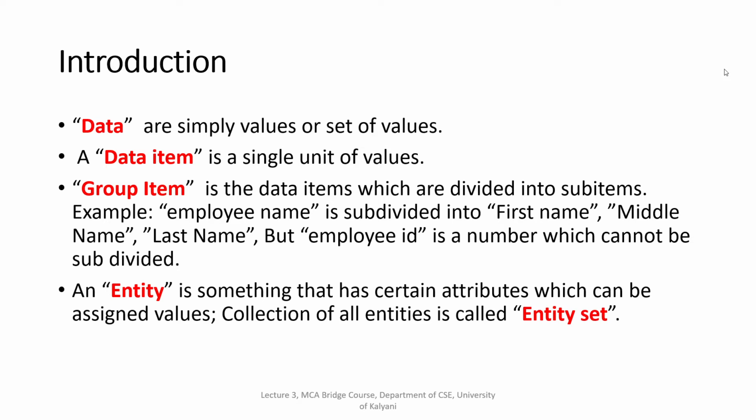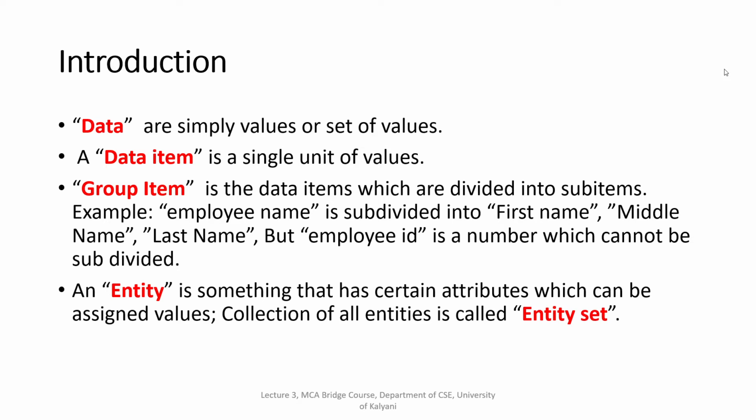Group item: when the data items are divided into sub items and they exhibit certain characteristics within the sub items, that's called group items. For example, employee name, with their first name, middle name. So these data are related to each other. That way it is called a group item.